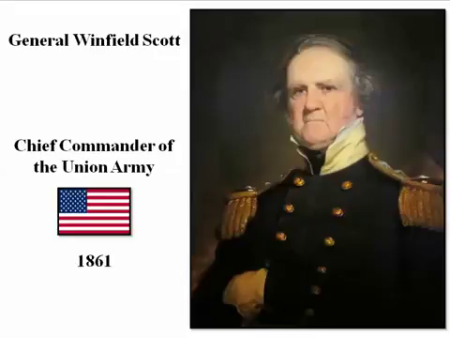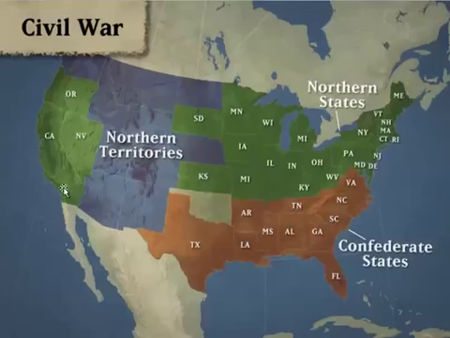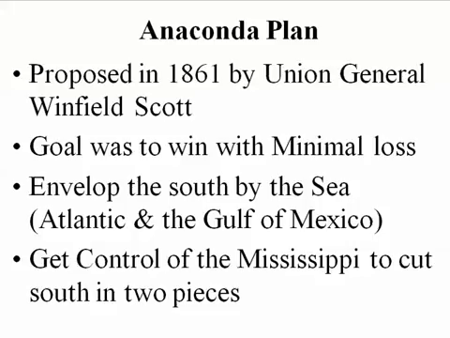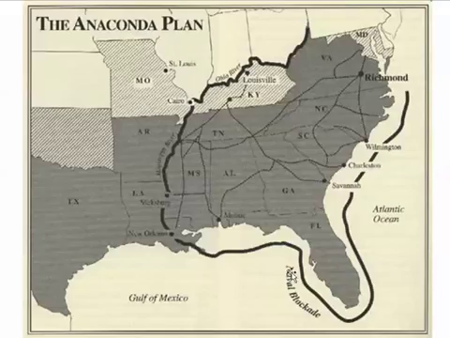But he came up with a plan to win the Civil War rather quickly, and his plan was called the Anaconda Plan. It was proposed by him at the beginning of the war, and the goal was to win with minimal loss. His plan was to envelop the South by the sea, put a blockade in the Atlantic Ocean, a blockade in the Gulf of Mexico, and then get control of the Mississippi River and cut the South into 2 pieces. And that plan looked like this.